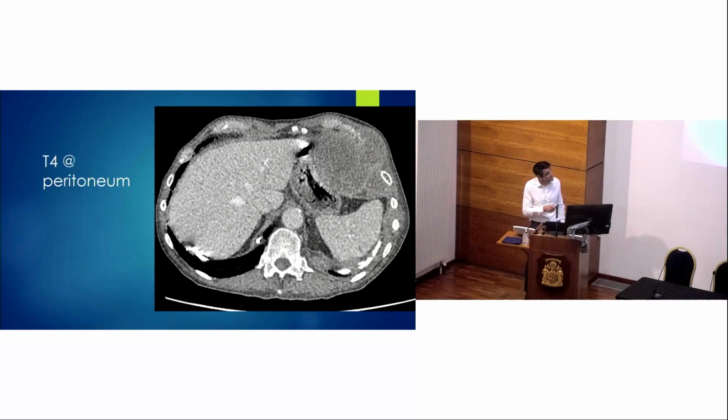This is gross disease extending through the diaphragm into the abdominal cavity itself. You know, a big obvious lump of tumour here is extending into the peritoneum. This is the stomach, which is getting compressed by it. So clearly T4 into the abdomen.